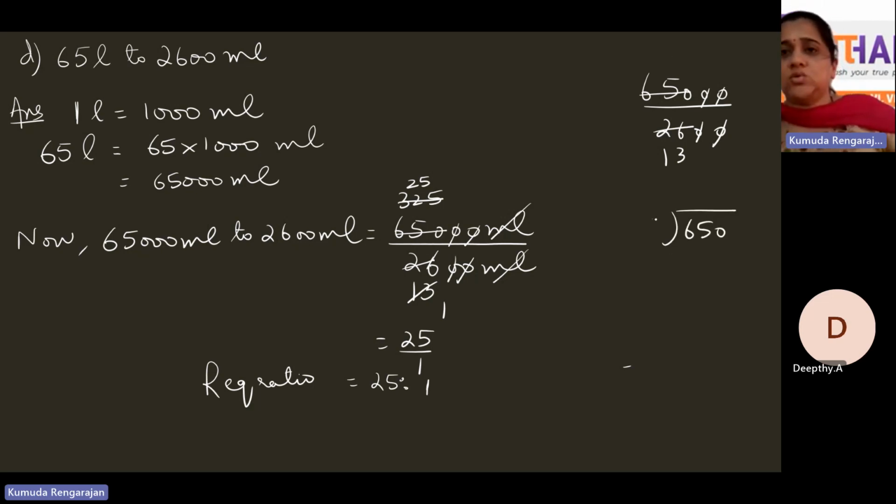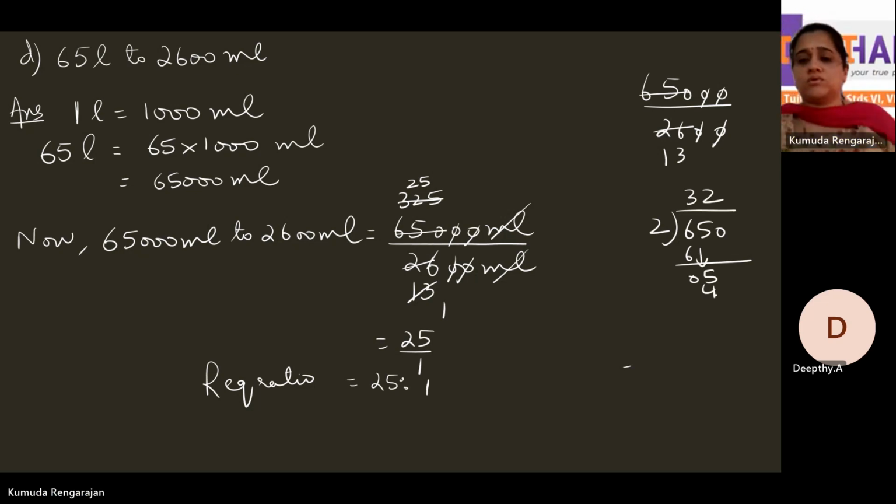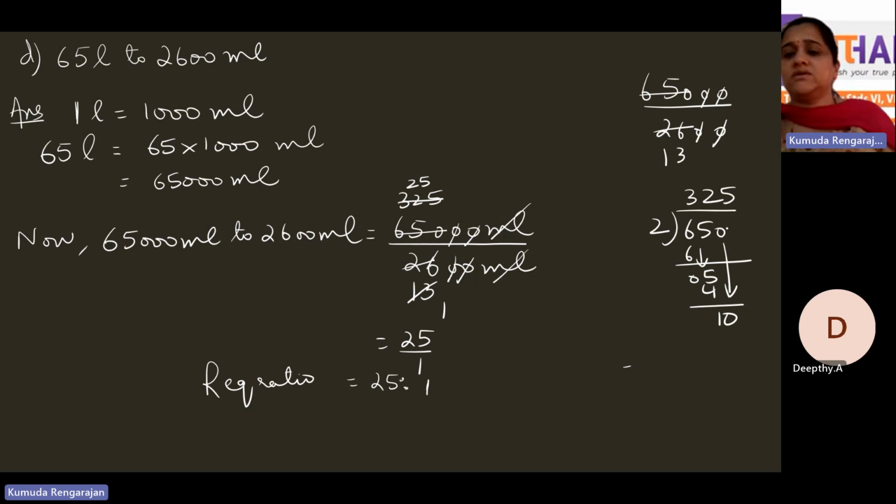See here, 650 and two. Two threes are six, zero. Five comes down, two twos are four, correct? Two twos are four. One is a remainder, zero comes down. Two fives are 10. 325 times.